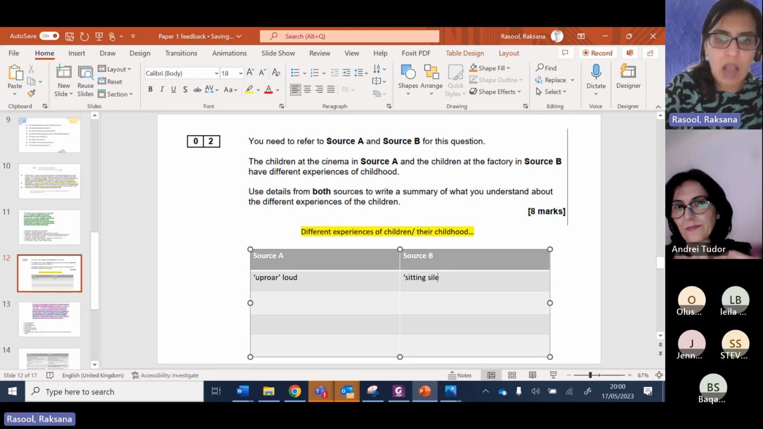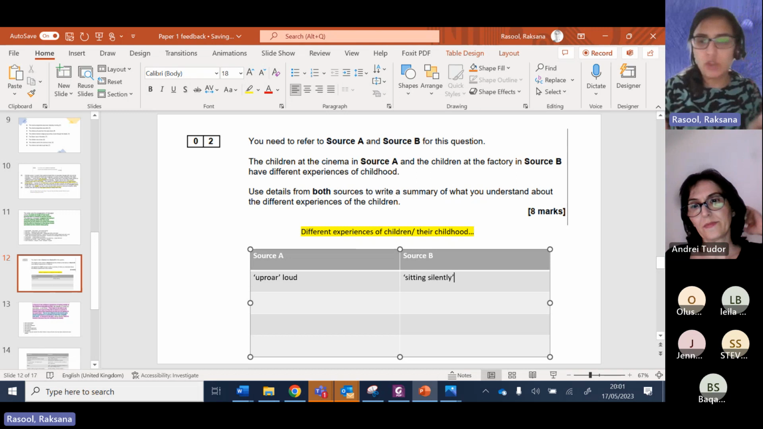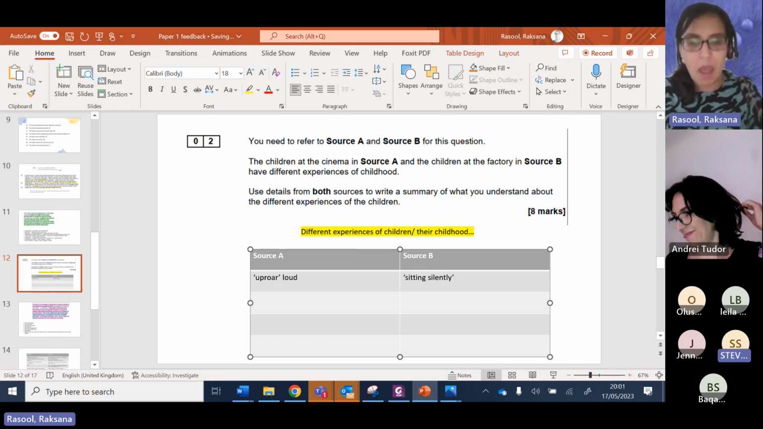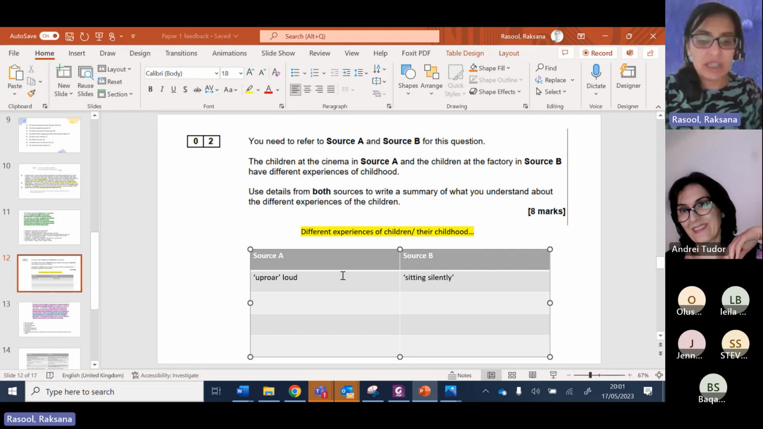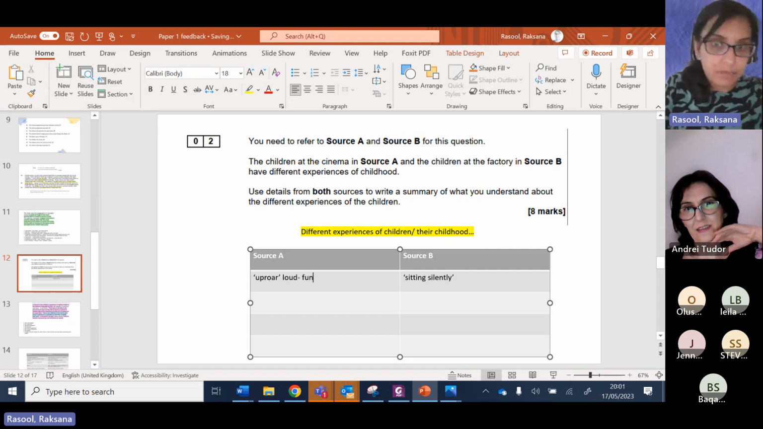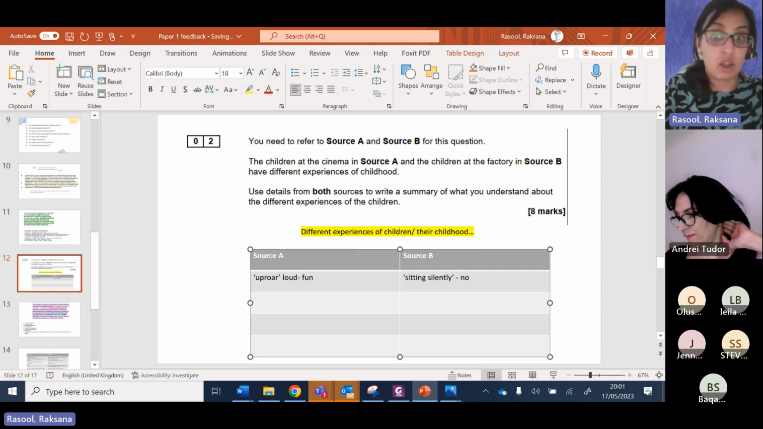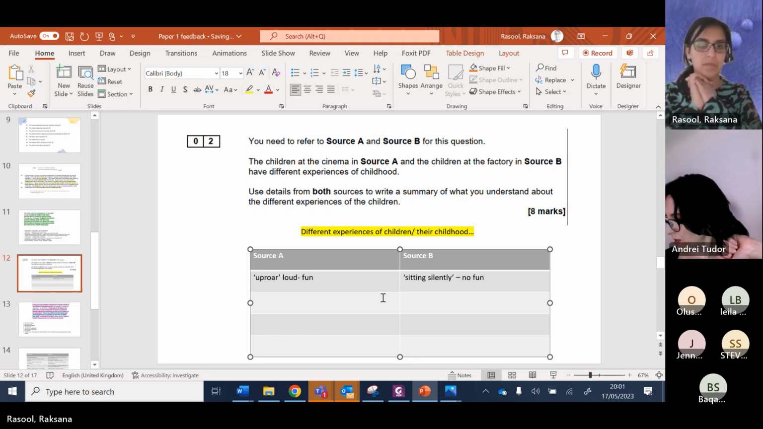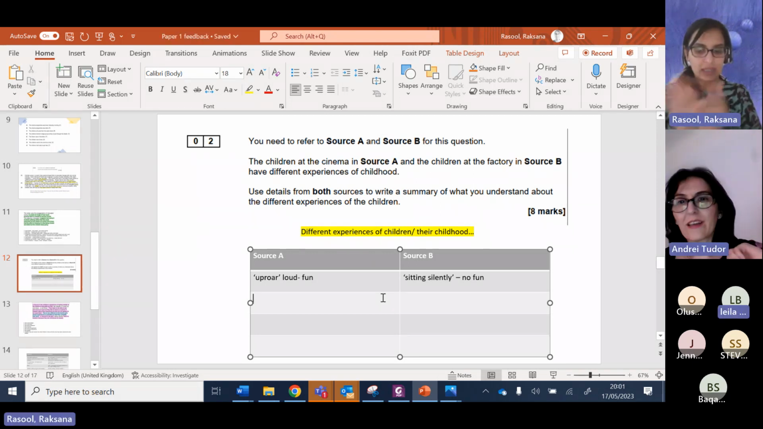Lovely. And what does this tell us then? I mean, is it normal for children to sit silently? Because I know mine don't. No. So loud suggests that they're having fun, and this suggests that there is no fun. Yeah, sitting silently and uproar. Brilliant. What else have we got then? Anybody else?